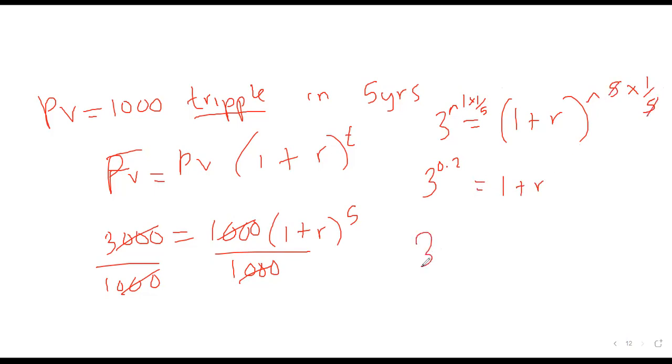So what is 3 to the power 0.2? 1.245. When you subtract 1, what are you getting? 0.245, which is 24.5%.